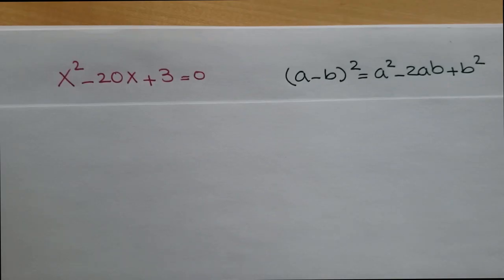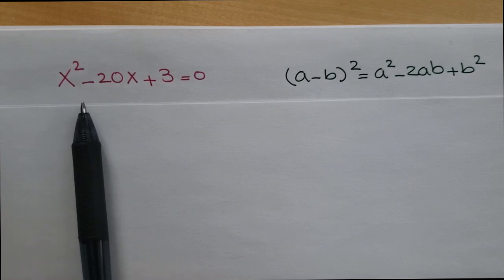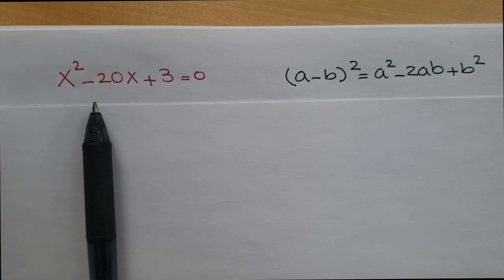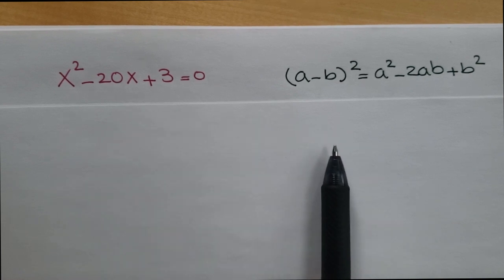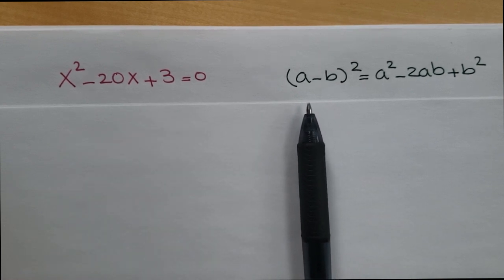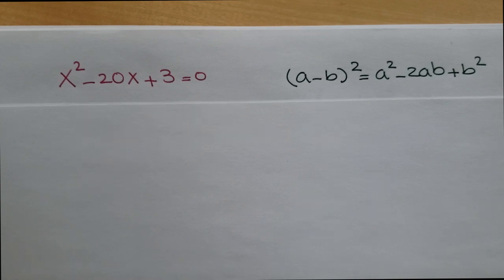Okay, third example, x squared -20x plus 3. Here the a, sorry, which is the coefficient of x squared, is 1. The b is a negative number and it's -20, and the c, the constant, is 3. Here the formula we use for completing the square would be a minus b to the power 2, because the b coefficient is negative. So let's proceed.